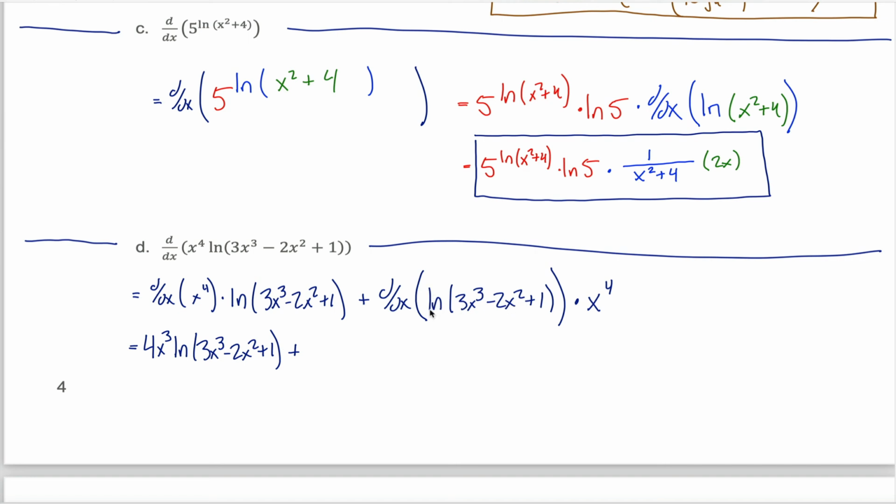The outermost function is the natural log of the stuff. The derivative of natural log of the stuff is 1 over that stuff, 1 over 3x cubed minus 2x squared plus 1, times the derivative of that stuff. The derivative of that stuff is 9x squared minus 4x using the power rule on this inside stuff. The derivative of the natural log of 3x cubed minus 2x squared plus 1 is what you see right here. Don't forget we had an x to the 4th power tacked on at the end, so that falls down here.